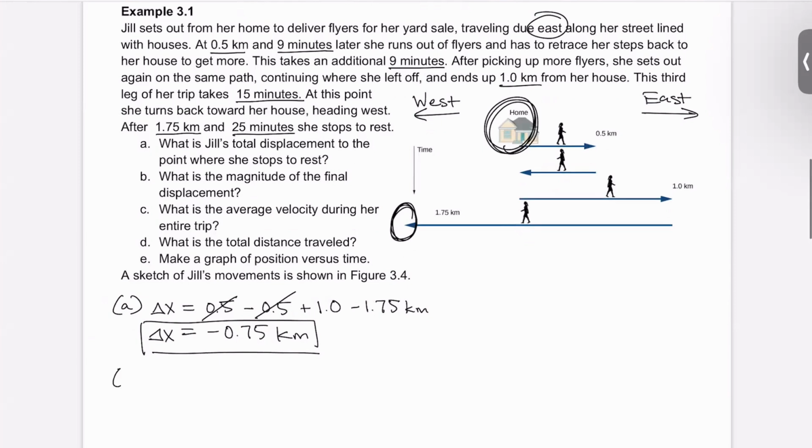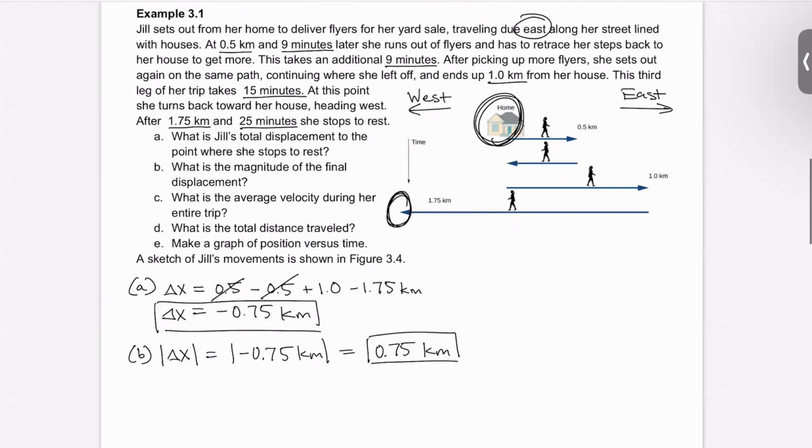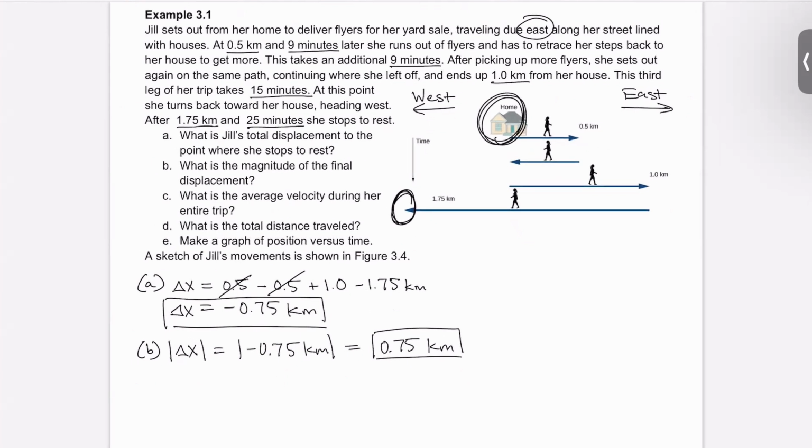For part B, what is the magnitude of the final displacement? Magnitude is going to be the absolute value of the displacement. So we take the absolute value of negative 0.75, and we get positive 0.75 kilometers. Always remember to include the units in your answer because those are important and vary depending on the question.